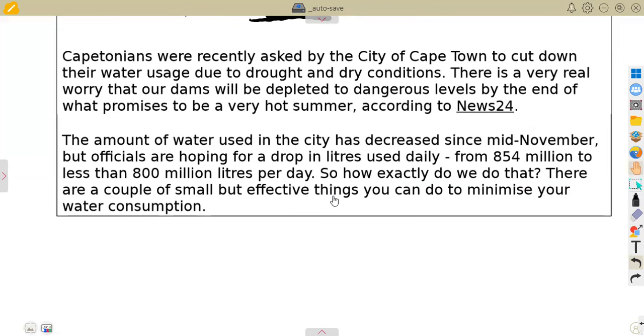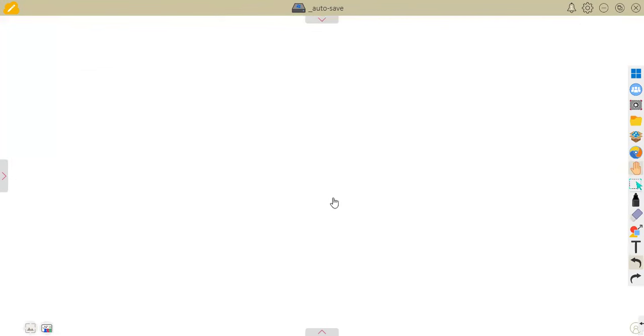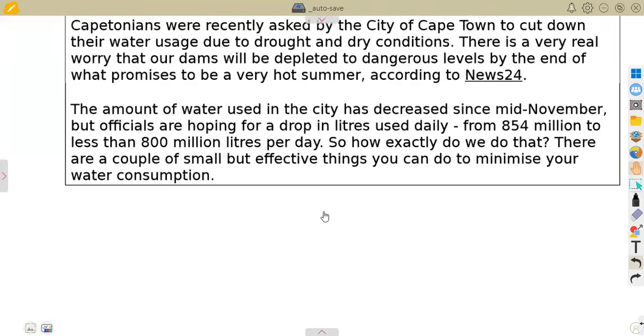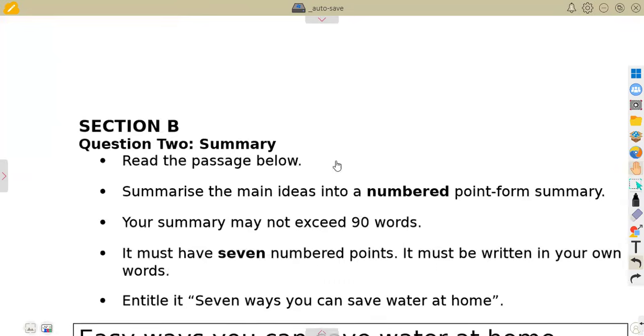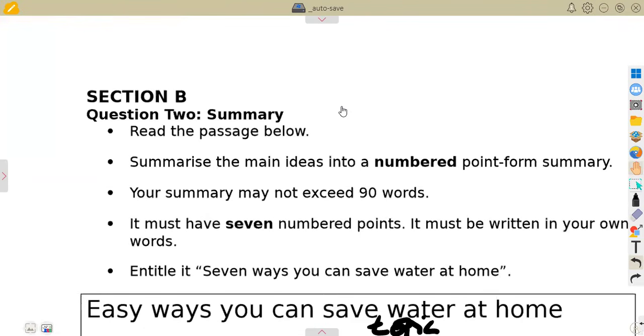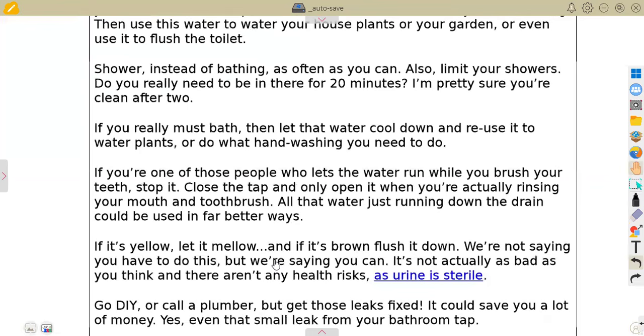It continues. So how exactly do we do that? There are a couple of small but effective things you can do to minimize water consumption. At home where you are seated, I want you to think through this, and I want you to follow the guidelines of a water saver. I want you to follow those particular guidelines. And then again, I want us to move to the next page.